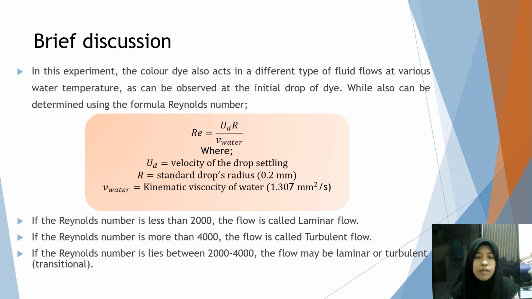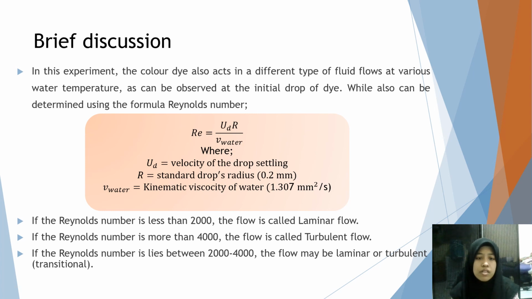In this experiment, the color dye also acts in different types of fluid flow at various water temperatures, as can be observed at the initial drop of dye, while also can be determined using the Reynolds number formula. Reynolds number equals velocity of the drop settling times standard drop radius 0.2 mm divided by kinematic viscosity of water 1.307 mm squared per second.